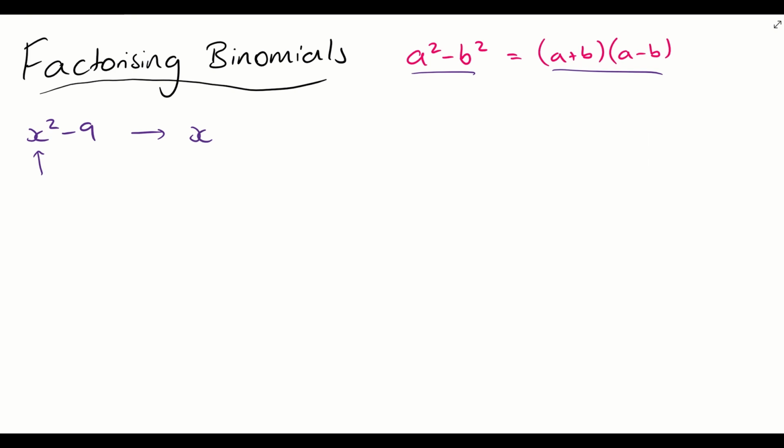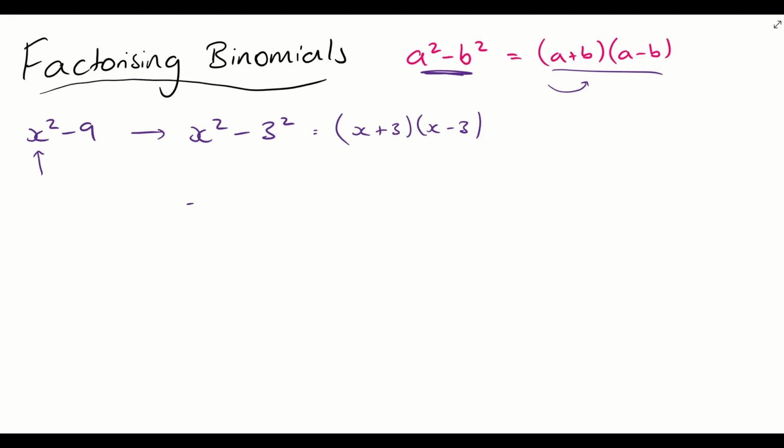So let's rewrite this as x squared take 3 squared. And now we've got something that looks exactly like a squared take b squared, except instead of a, we've got an x, and instead of a b, we've got a 3. So we've now got a is equal to x, and b is equal to 3. So we can put that straight into our right-hand side here. So this is equal to x plus 3 times x minus 3. So that's how we're going to factorize these binomials.